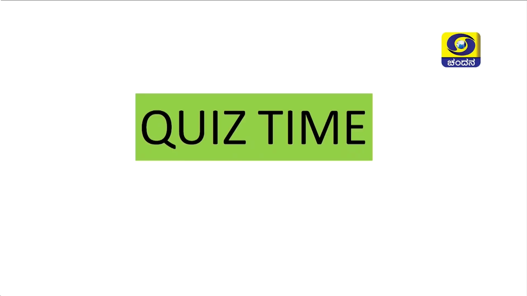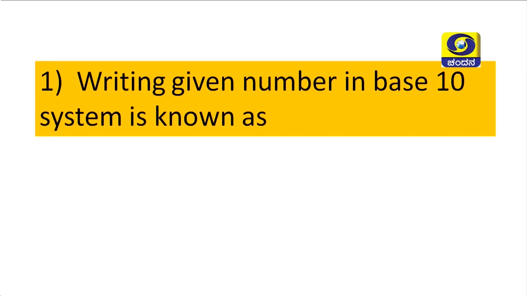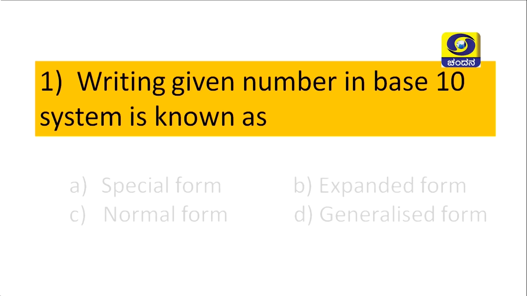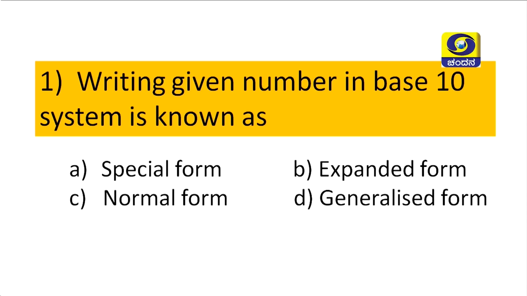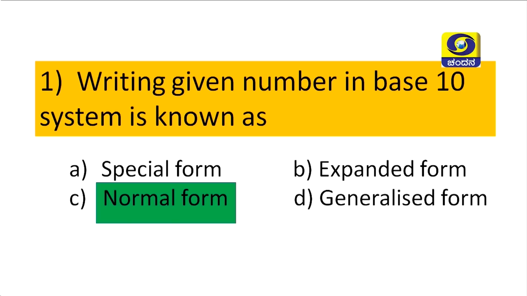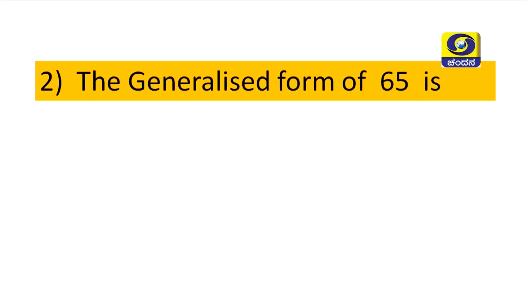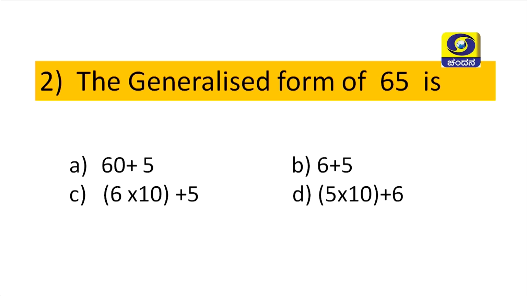Quiz time. Children, let us see how much you have learnt in this session. First question. Writing given number in base 10 system is known as, options: Option A, special form. Option B, expanded form. Option C, normal form. Option D, generalized form. The correct answer is normal form. Question 2. The generalized form of 65 is, the options are option A 60 plus 5, option B 6 plus 5, option C 6 into 10 plus 5, option D 5 into 10 plus 6. Yes children, right answer is option C 6 into 10 plus 5.